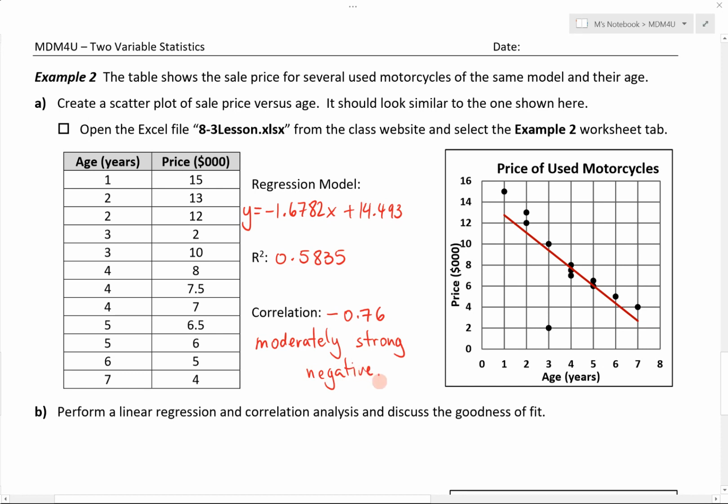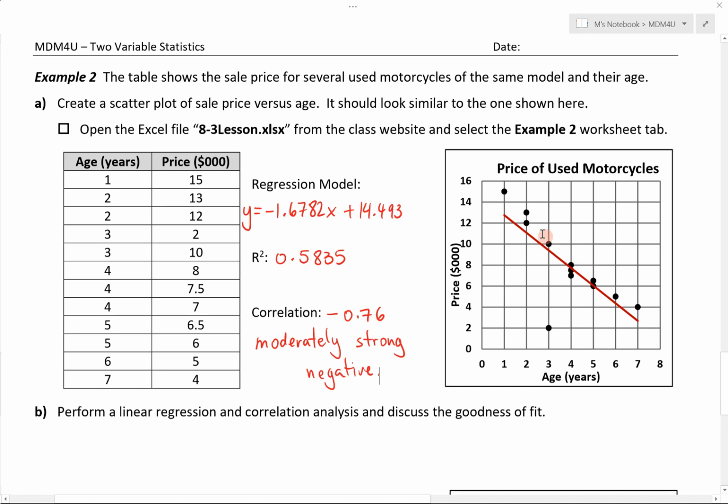Okay. So what does that mean? Well, perform a linear regression and correlation analysis and discuss the goodness of fit. Well, I'm going to say here that this line of best fit is not a good model. Why? Because we have some outliers here. It's a significant impact on the correlation. And the line of best fit itself, I should say, is dragged down because of this hugely far away outlier. Now, the model predicts a new cost about the same as the observed cost of a bike that's 1 year old, which is not really realistic at all.